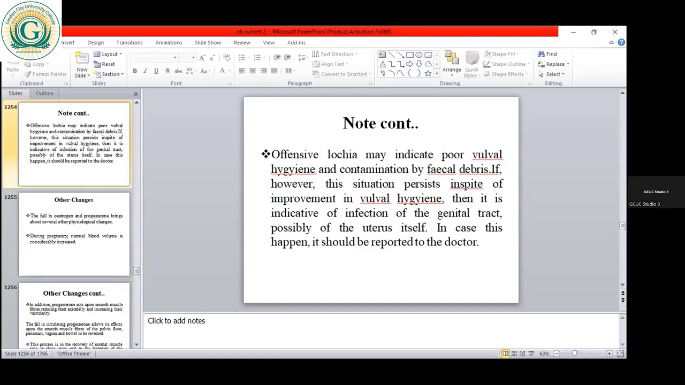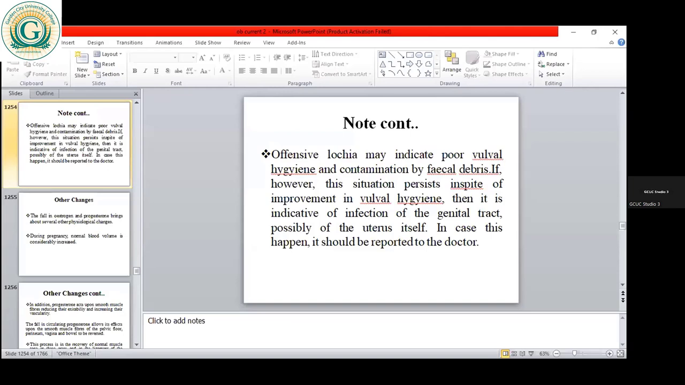When lochia is offensive, it may indicate the vulva is not properly cleaned and there's contamination by fecal debris. Don't forget, sometimes when women are delivering, because of the proximity of the uterus and vagina to the rectum, stool may pass, and this may infect the vulva and also affect the lochia. But if the vulva hygiene is good, then you should think of infection.